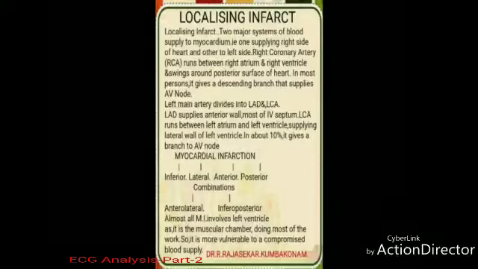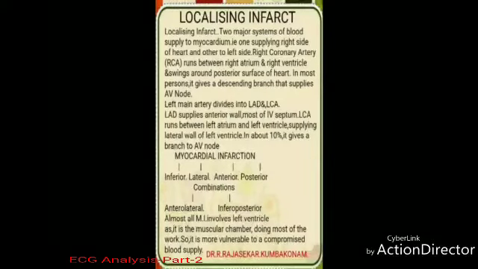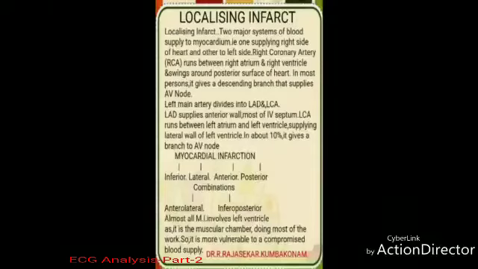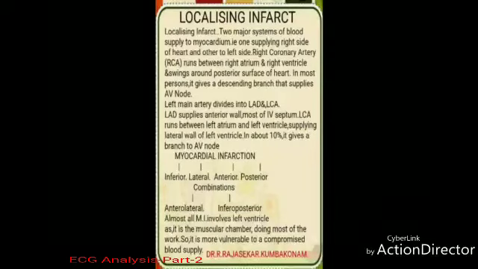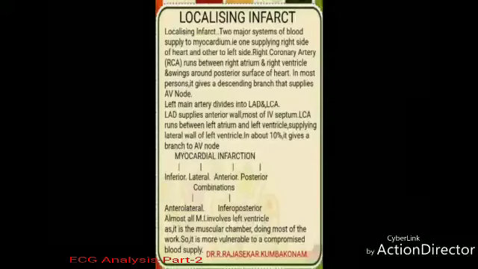Localizing infarct: two major systems of blood supply to myocardium, as we all know, one supplying the right side of the heart and the other the left side. The right coronary artery, RCA, runs between right atrium and right ventricle and swings around the posterior surface of the heart in most persons. It gives a descending branch that supplies the AV node, which is the toll gate of the heart. The left main artery divides into LAD and LCA, left anterior descending and left circumflex artery.